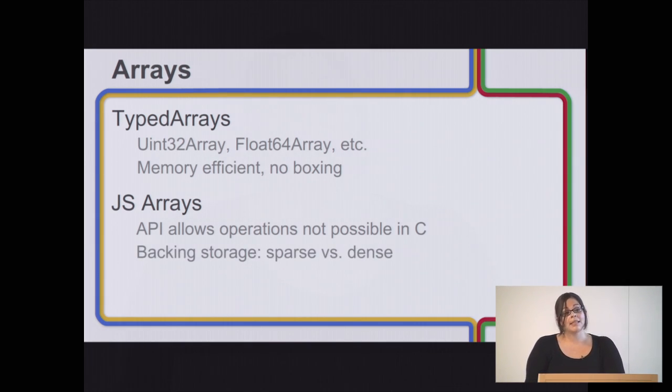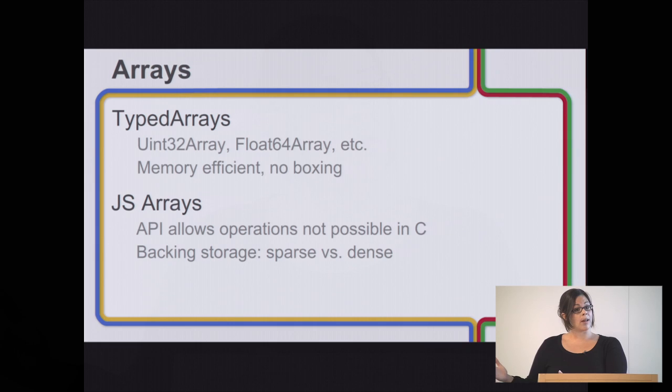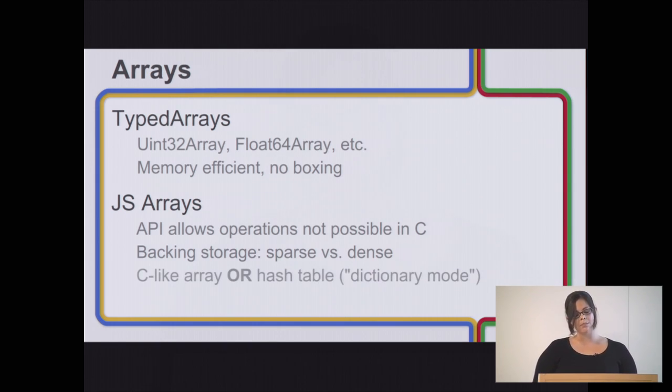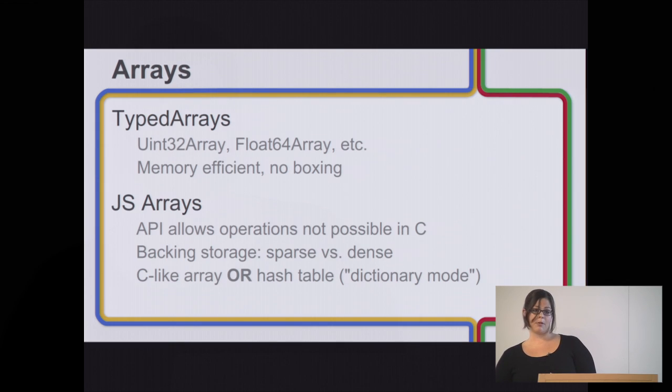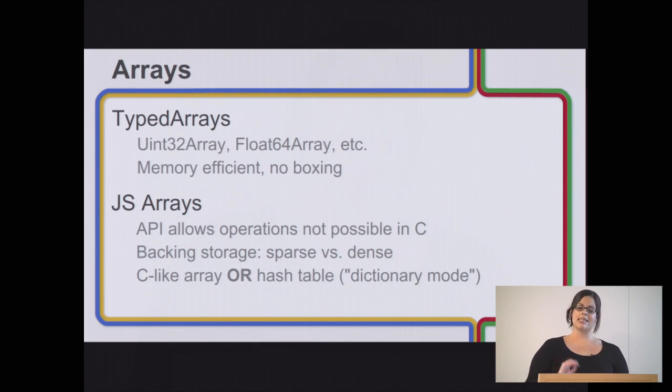So as you can imagine, because the API allows all these non-C array-like things, the backing storage in V8 is not always something that looks like an array. There are actually two different types of backing storage for arrays. There are sparse arrays and dense arrays, which map to either something that looks like a C-style array, like you'd expect, or a hash table. And if your array is backed by a V8 hash table, that's called being in dictionary mode, and it's considerably less efficient. It's a case that you want to avoid.